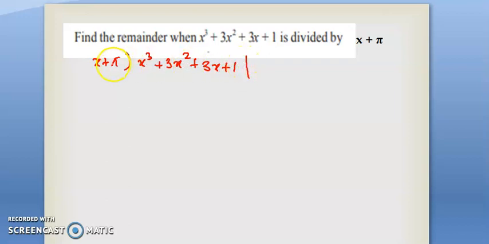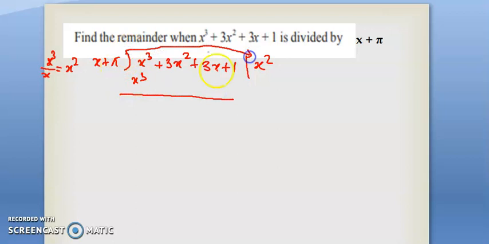What we need to do, again x cube should be divided by x, then we write here x square, and this is our quotient, so x square, so this is x cube. Now pi should again multiply with the x square, so we can write here pi x square, then we subtract it, this and this got cancelled. 3 minus pi, if we subtract these two, x square plus 3x plus 1.